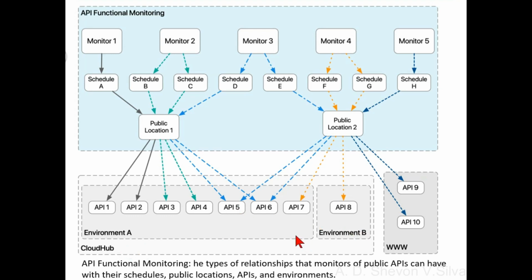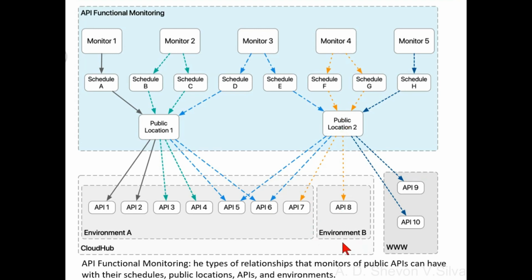Monitor 4's relationships are indicated with dotted orange arrows. Multiple schedules, multiple environments. Monitor 4 runs on two separate schedules, Schedule F and Schedule G. Each of the schedules is associated with the same public location 2, although each could be associated with different public locations. Each of the two tested public APIs is in a different environment, environment A and environment B.